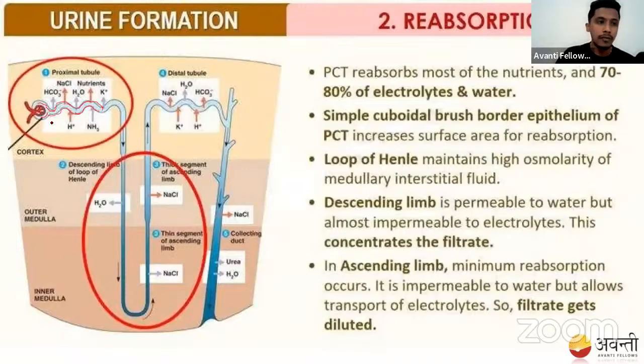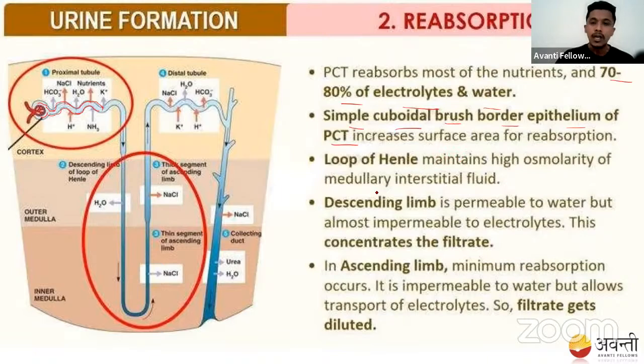So what is the function and the contribution of the proximal convoluted tubule? The proximal convoluted tubule absorbs most of the nutrients, and up to 70 to 80% of electrolytes and water. It is able to do so because it is lined by specialized cells called simple cuboidal ciliated epithelial cells, also called brush border epithelial cells. That increases the surface area of the PCT for reabsorption.